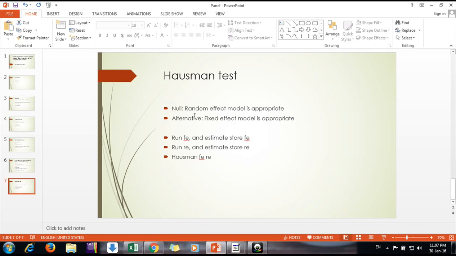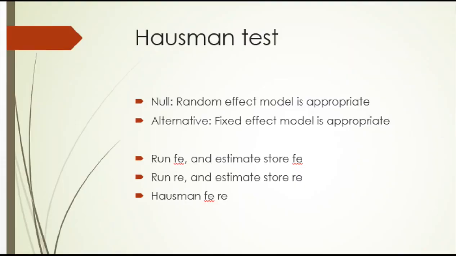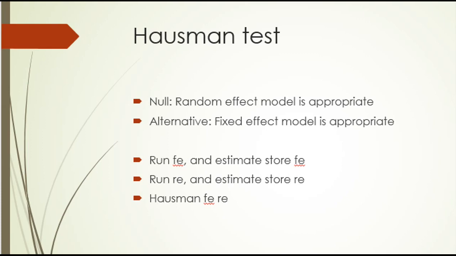Okay, friends. So first of all, as literature says, we have to mention what is your null hypothesis of Hausman test. So friends, Hausman test null hypothesis says random effect model is an appropriate model. An alternative hypothesis says no, random effect is not. Fixed effect model is appropriate.